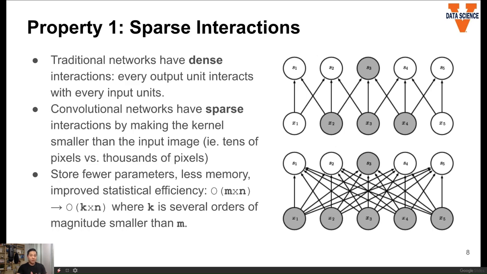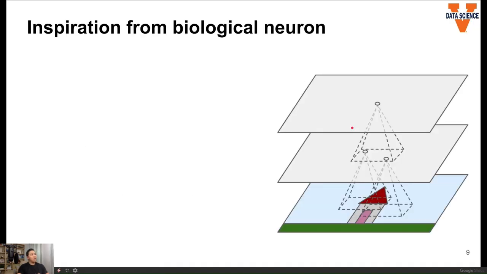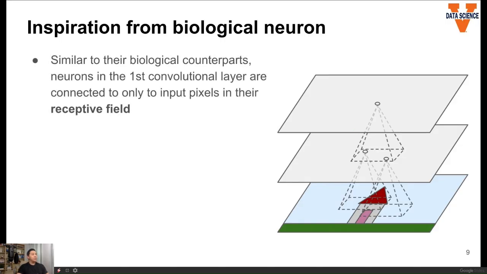That is, we reduce from big O of n by n to big O of k by n, where k is several orders of magnitude smaller than n. So we utilize the receptive field idea in convolutional neural networks here. This is all inspired by the neuron, and it's very similar to the biological neuron. The neurons in the first convolutional layer only interact with a subset of the pixels in the input image, like the rectangle down here called the receptive field.